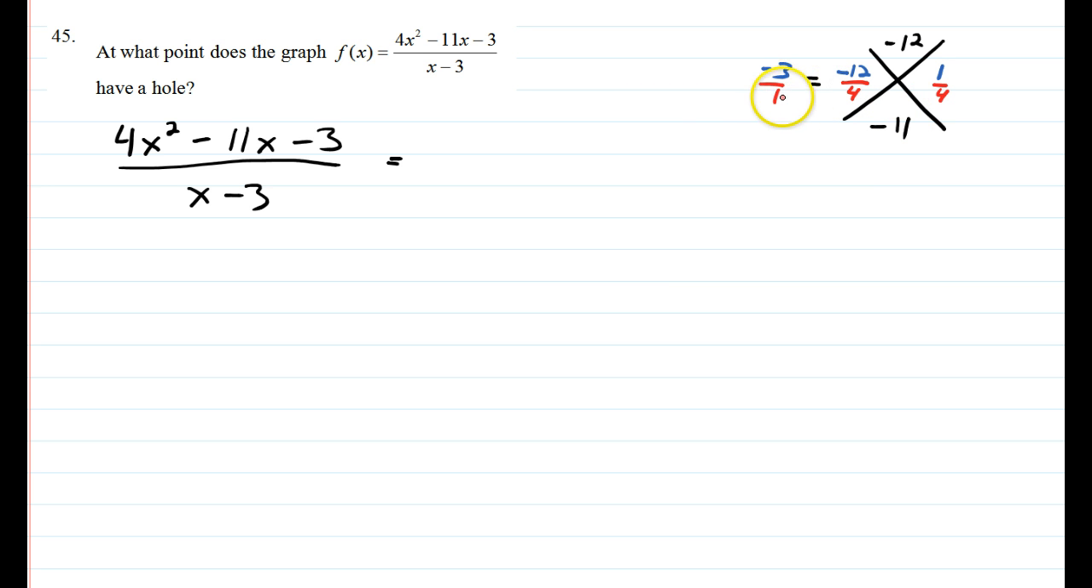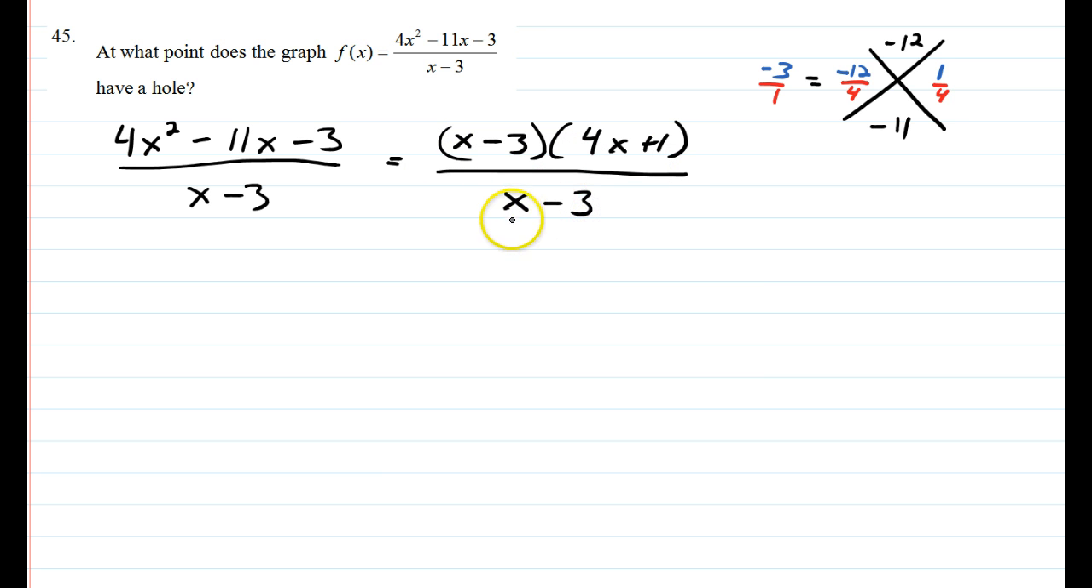And so now the bottom number is my leading coefficient. And so this becomes 1x minus 3, and this is going to be my 4x plus 1. So just do a quick little check. X times 4x gives us the 4x squared, and negative 3 times 1 gives us that negative 3. And so these will give us negative 12. This will give us a positive 1, so it does work out.